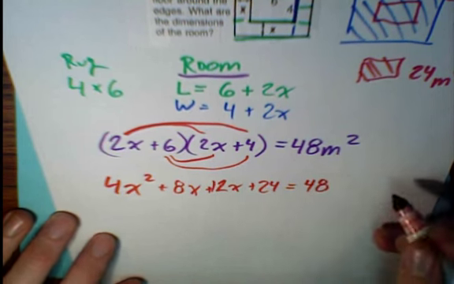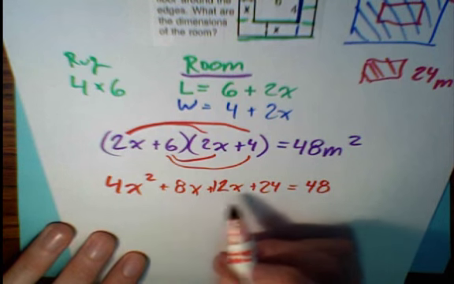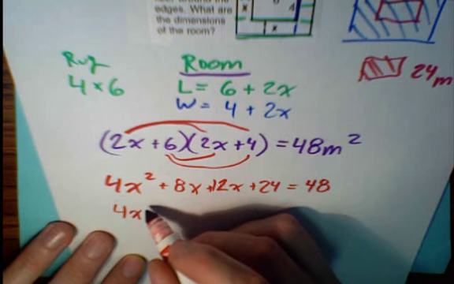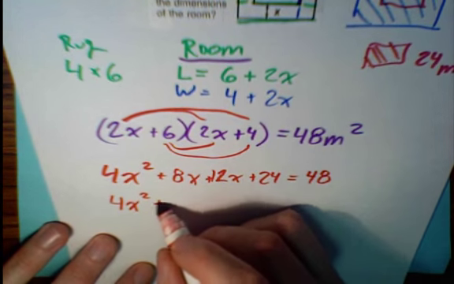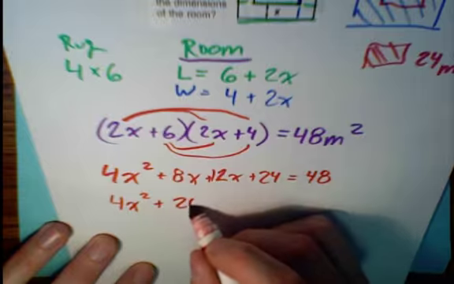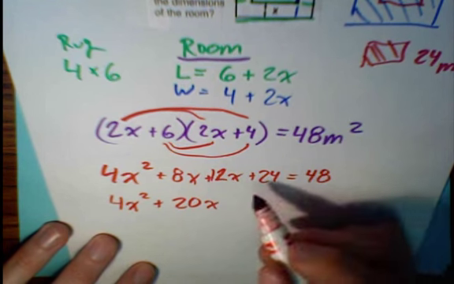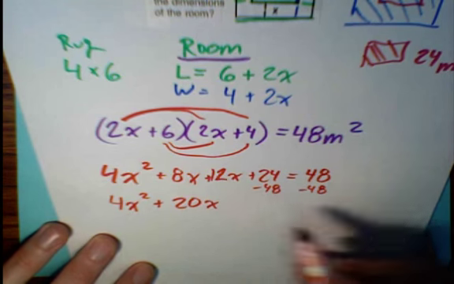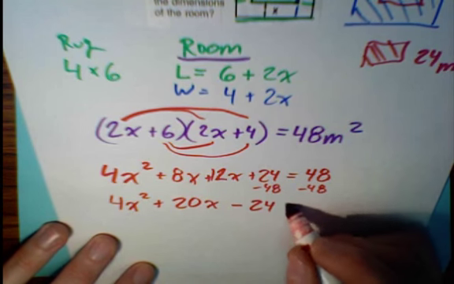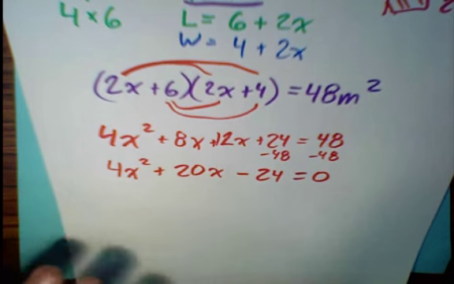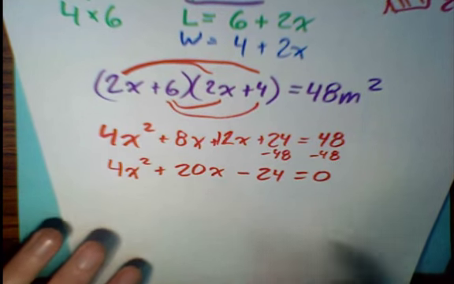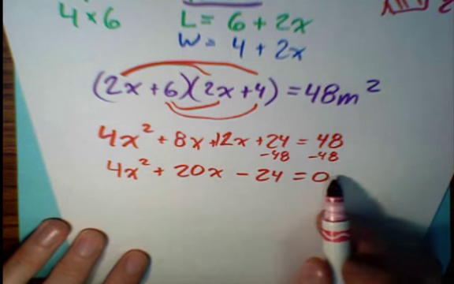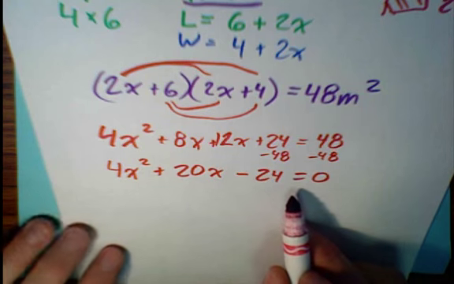And this equals 48. Now we have to solve, well, we'll combine like terms, but we also have to subtract 48 from both sides to get it to equal 0. 4x squared plus 8x plus 12x is 20x. And here I'm just going to do another step. I'm going to subtract 48 from both sides. This is going to give me a negative 24 equals 0. We're now going to use the zero product rule. Well, we can't use it right away, but the point behind solving this for 0 or setting it equal to 0 is to factor this polynomial.